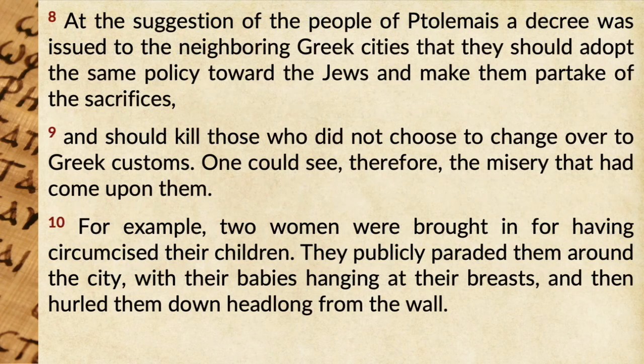At the suggestion of the people of Ptolemies, a decree was issued to the neighboring Greek cities that they should adopt the same policy toward the Jews and make them partake of the sacrifices, and should kill those who did not choose to change over to Greek customs. One could see, therefore, the misery that had come upon them. For example, two women were brought in for having circumcised their children. They publicly paraded them around the city with their babies hanging at their breasts and then hurled them down headlong from the wall.